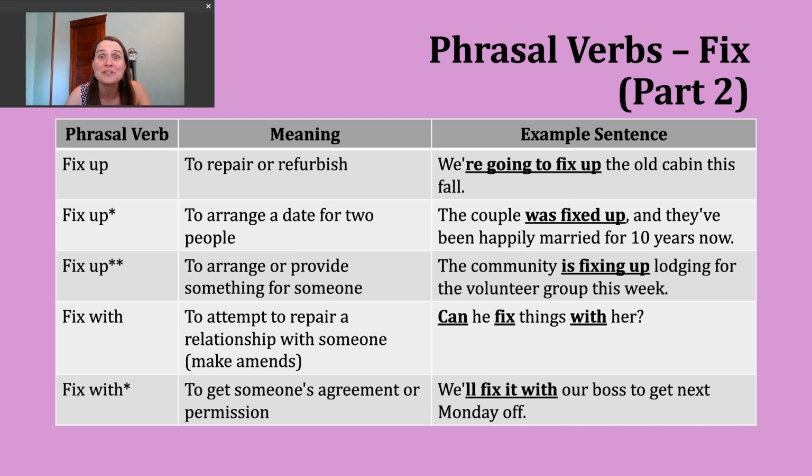A second way you can use fix up is to mean to arrange a date for two people. An example of this: the couple was fixed up and they've been happily married for 10 years now. Right? So this is where maybe one person knows of two people they think would be a good match, right? That's the idea here.